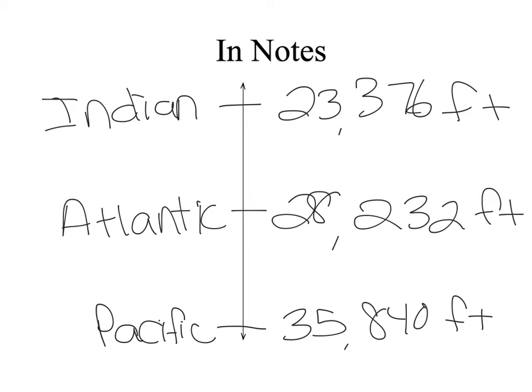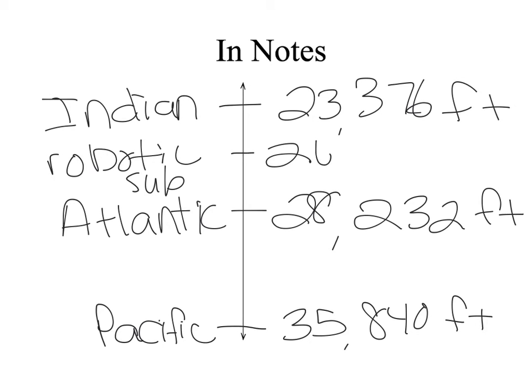So looking at the 3 oceans, the robotic sub can go somewhere in between the depth of the Indian Ocean and the depth of the Atlantic Ocean. So this is where your robotic sub goes. That's a max of 26,000 feet. So if you look at that, for the question for number 2, it says the sub can reach the bottom of which ocean? So can it reach the bottom of the Indian Ocean? Can it get all the way down?